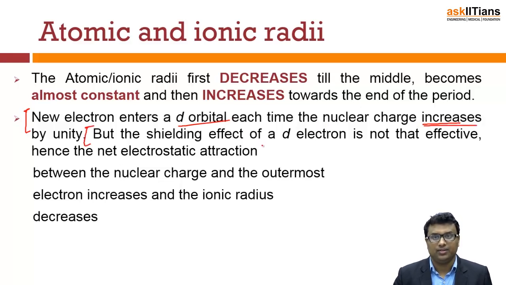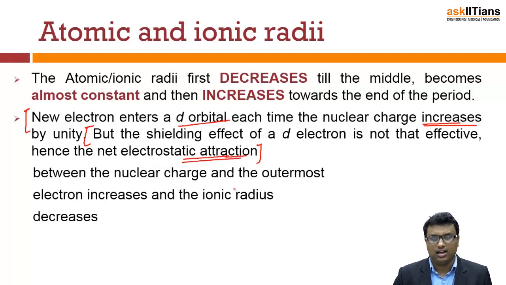Now, shielding effect. You know that shielding effect is nothing but screening effect. The penultimate shell electrons, or the electrons present in the lower shells, act as a screen for the electrons present in the valence shell. That is called the shielding effect or screening effect. But the shielding effect of d electrons is not that effective, hence the net electrostatic attraction is also affected.